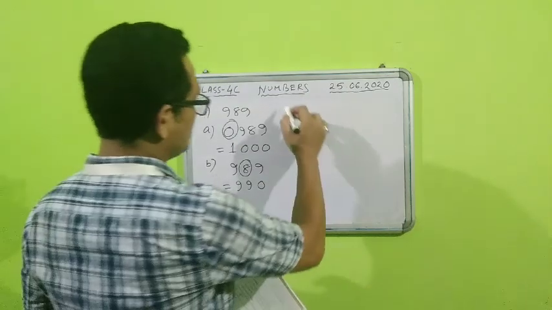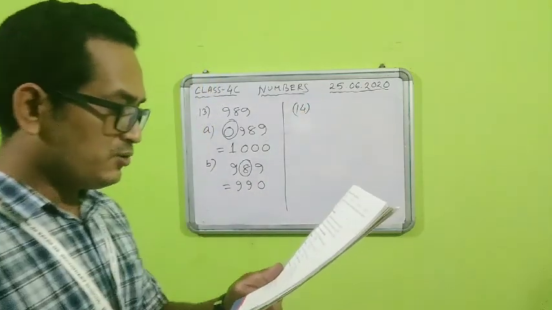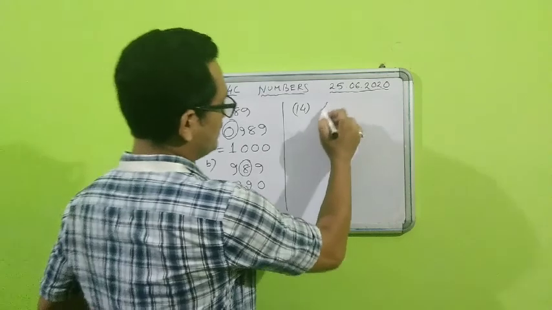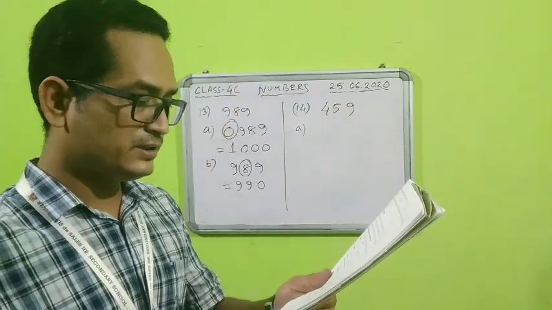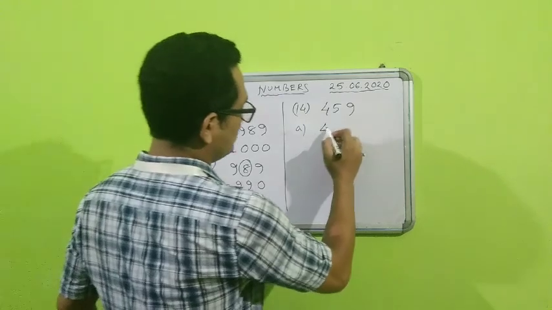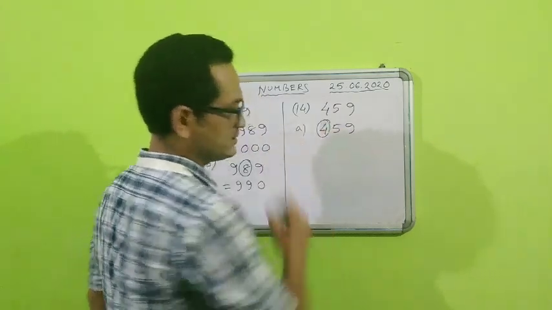Now let us do the 14 here. Question number 14. Round off 459. 459 is the number. Question number A. We need to round it off to the nearest 100. Now 459. 100 place means ones, tens, 100. So this is the 100 place.